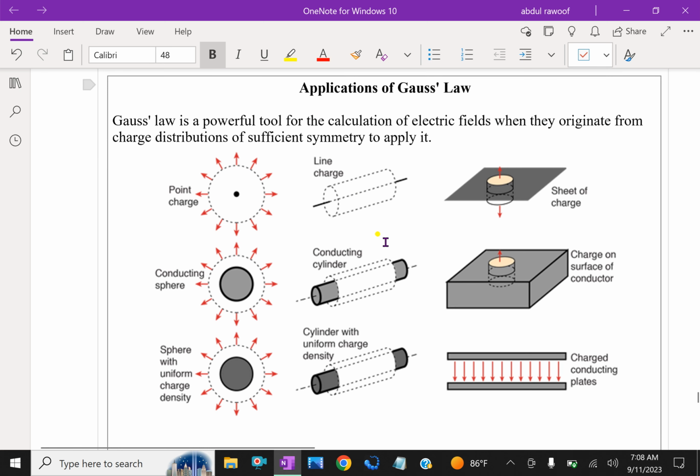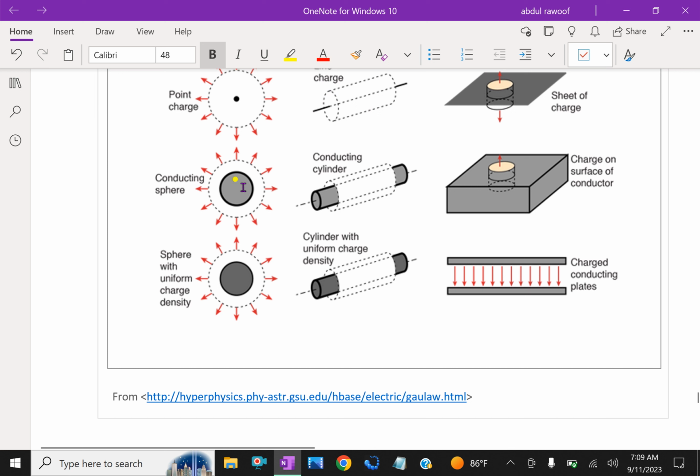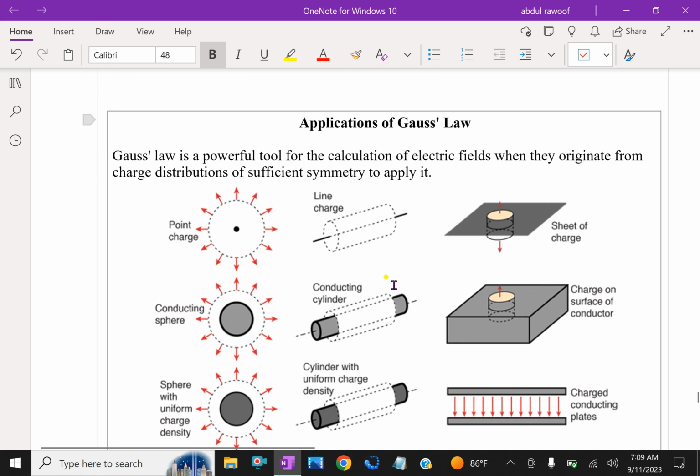Now we'll discuss applications of Gauss law. Gauss law is a powerful tool for the calculation of electric fields when they originate from charge distributions of sufficient symmetry to apply. Look here: a point charge surrounded spherically, a line charge like a cylinder, a sheet of charge, a conducting sphere, a conducting cylinder, a sphere with uniform charge density, and a cylinder with uniform charge density. We can apply Gauss law to these cases.